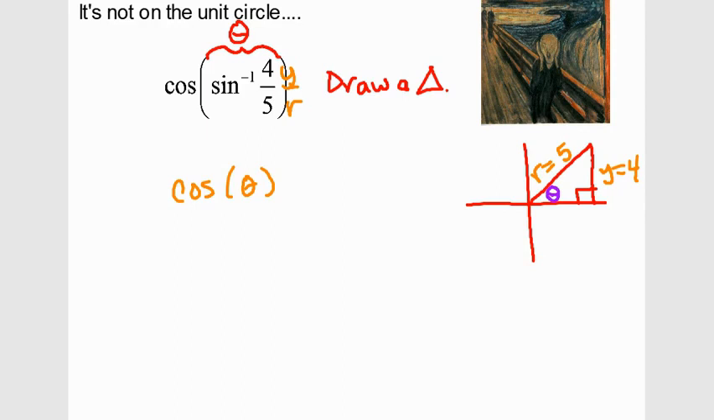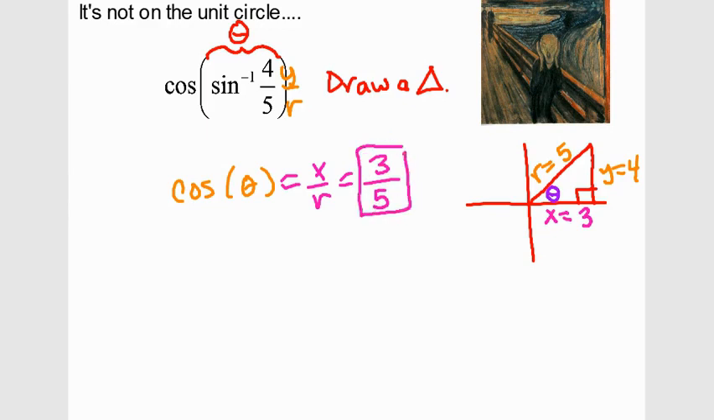So let's do that. This one's a Pythagorean triple, so I don't even have to do any work to solve for it. I know that my remaining side x will be a 3. This is a 3, 4, 5 triangle. So if they would like the cosine of the angle whose sine is 4/5, the cosine of that angle is just x/r. And so that would just be 3/5.